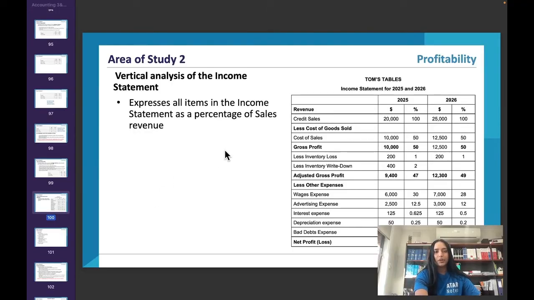So when we express all of the items in the income statement as a percentage of sales revenue, this is called a vertical analysis of the income statement. And this is just a way of visualizing that net profit margin and gross profit margin and really understanding, for example, there might be one expense that is really eating up a large percentage of sales. And you might say, how can I reduce that expense?